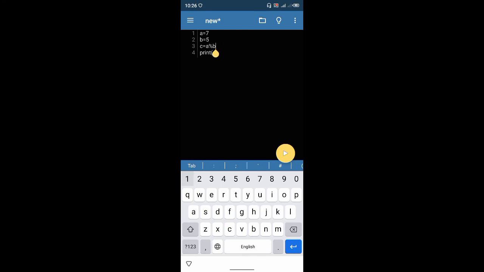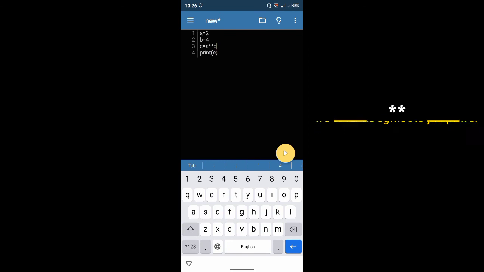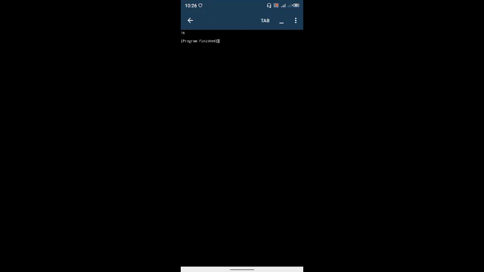And the last one is the power. Let's say that a is equal to 2 and b is equal to 4. Let's say a power b. So now it normally shows 16. Let's see. So it shows 16.